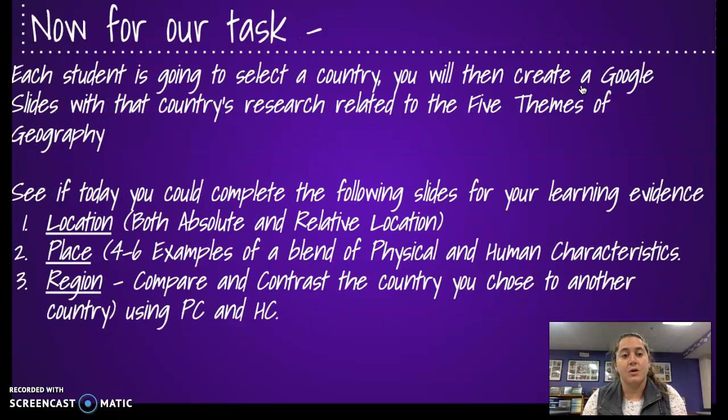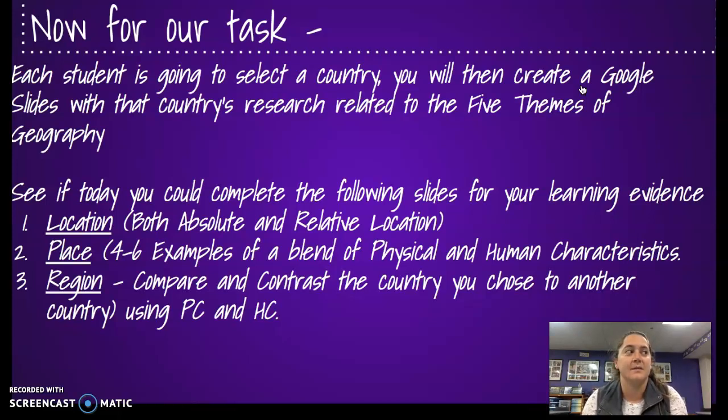Okay, so I want to give you a few more things before I finish up this video. The first thing that I want to give you is a task. Okay, you need to know, like, what am I going to do with this information that Mrs. Gluzacek just gave me? So on this slide, it says each student is going to select a country. It can be any country in the world. I suggest it's a country that has people living there.